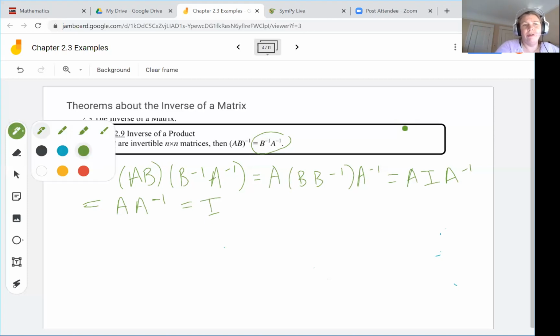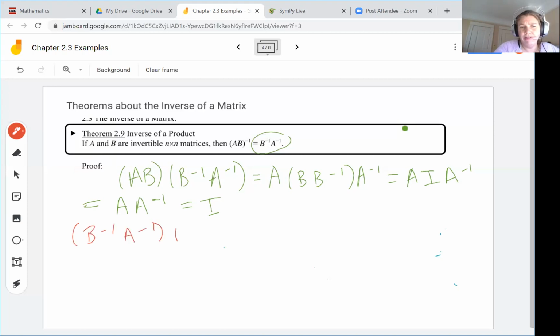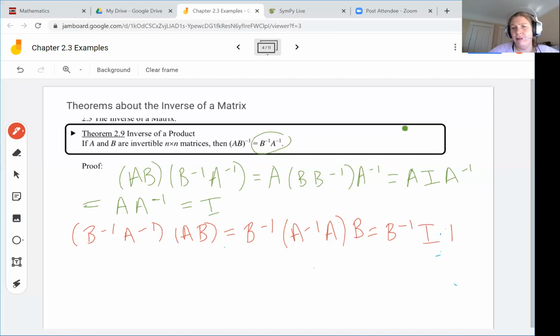All right, let's switch and go in the other direction. So now we are going to multiply B inverse A inverse times the product AB. And again, my first step is to use associativity and rearrange this order of multiplication here. And so now I first multiply A inverse times A, which is going to be the identity. And then B inverse times the identity is B inverse times B, which is also the identity.